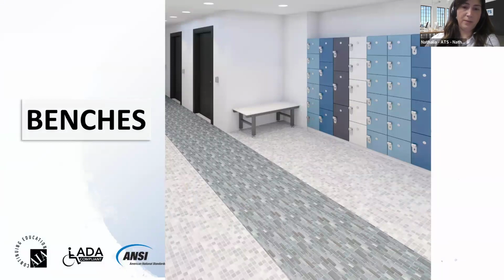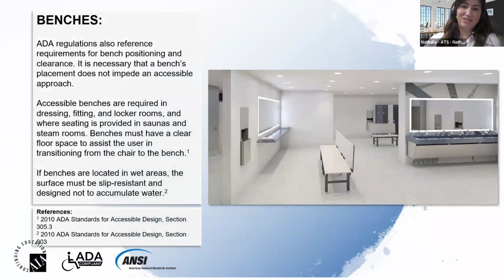And last part, benches. Accessible benches are required throughout your locker room. They must have a clear floor space surrounding the bench, so your user can transition in a wheelchair from the wheelchair to the bench. Again, if the bench is located in a wet area, you should always consider the material that you'll be specifying. The material should be slip resistant and designed to not accumulate water.